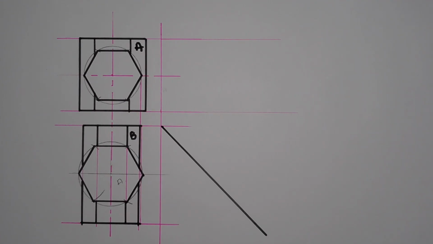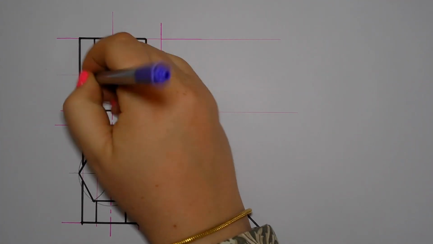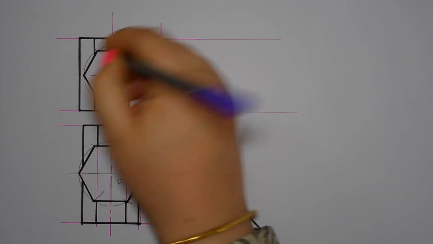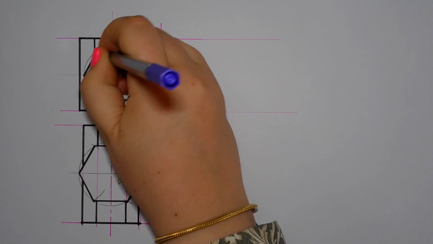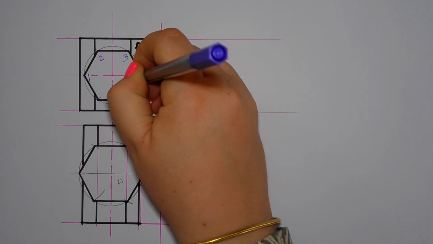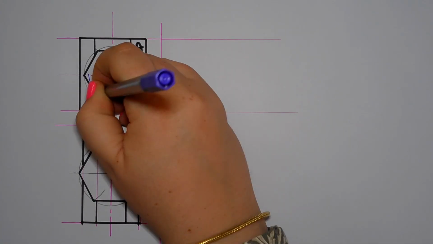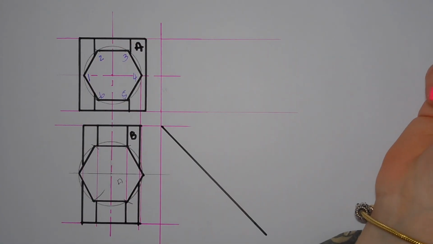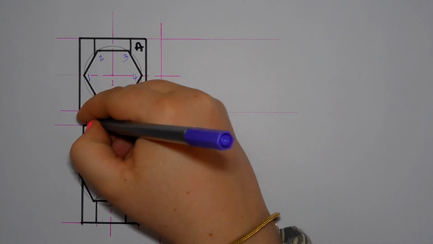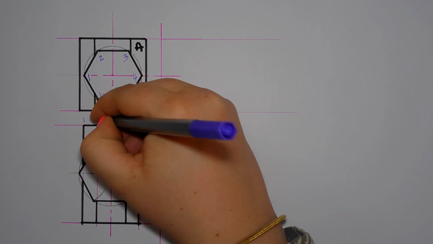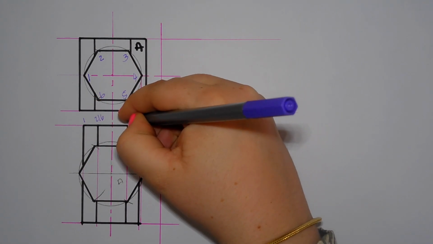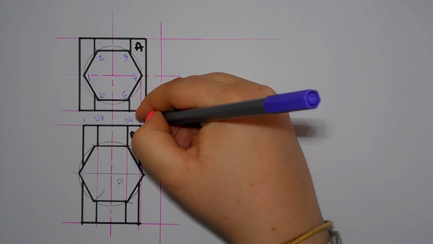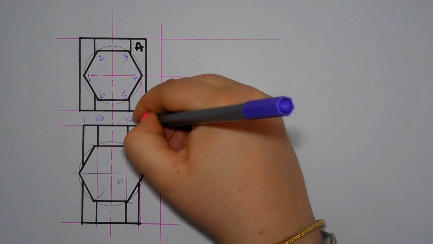Just for reference sake, I'm going to number my hexagon up here, the smaller one, 1, 2, 3, 4, 5, and 6. So this means this will be line 1, 2, and 6, 3 and 4, 3 and 5, and this will be 4.